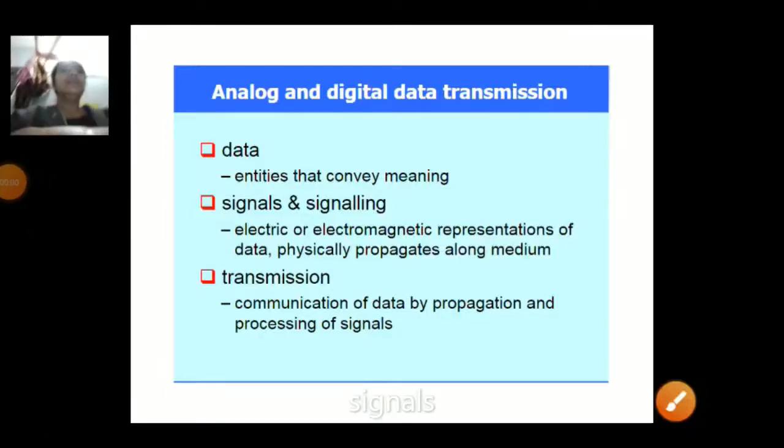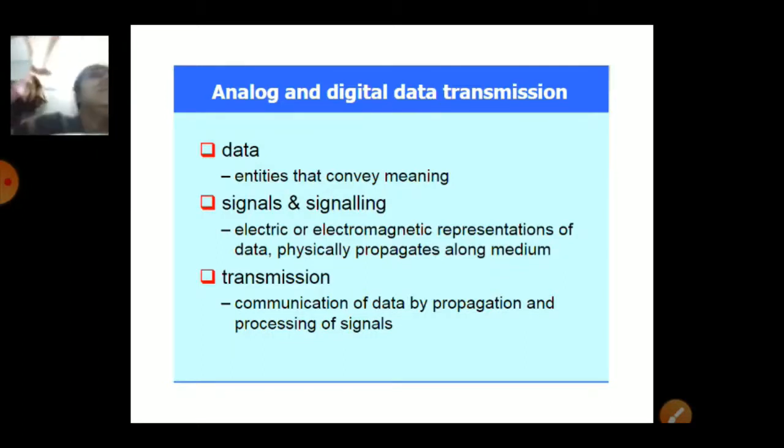Everyone, today we'll be discussing analog and digital data transmission, how data is transferred from one end to another. That is what you will be learning in today's session. In this session, we will cover the concept of how data is transmitted.